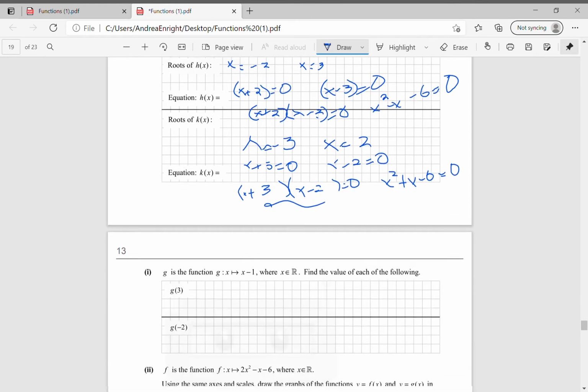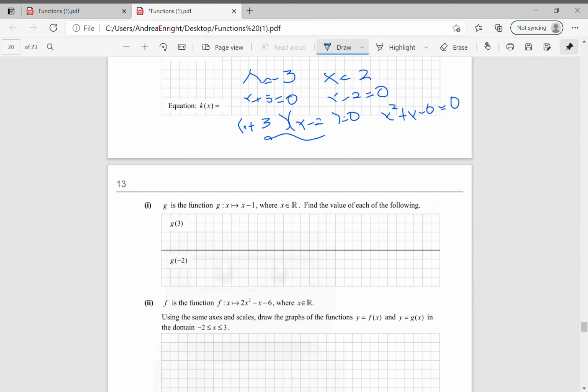Okay, number 13. g of x is a function. Find the value of each of the following. g of 3 means everywhere I see an x, put in a 3. So it's 3 minus 1, which is 2. And everywhere I see an x, put in a minus 2. So it's minus 2 minus 1, which is minus 3.